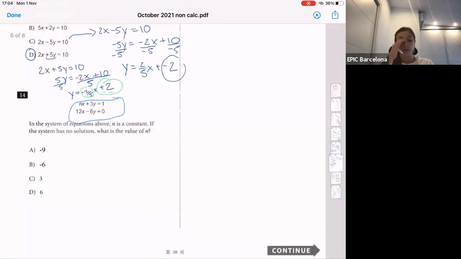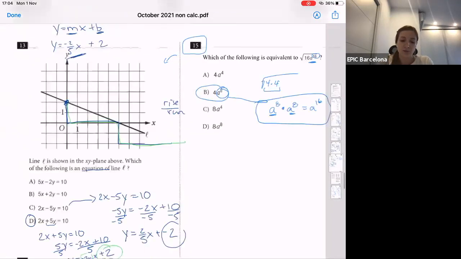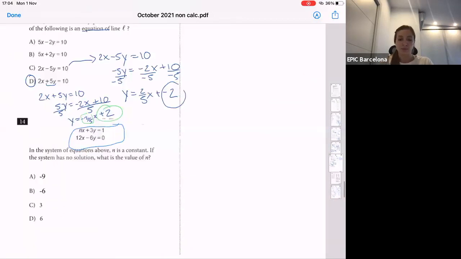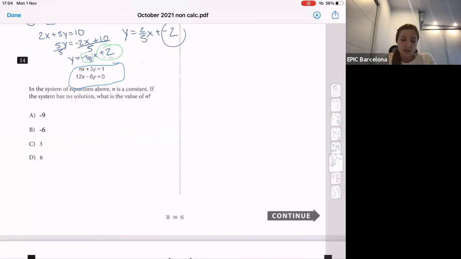14. Okay, it's pretty similar actually to the one we were doing earlier, which is 13. I want to put everything in point slope form. Why? Because this will tell me a solution. So in the system of equations above, n is a constant. The system has no solution. If the system has no solution, it means that the lines are parallel. Parallel lines always have the same slope.